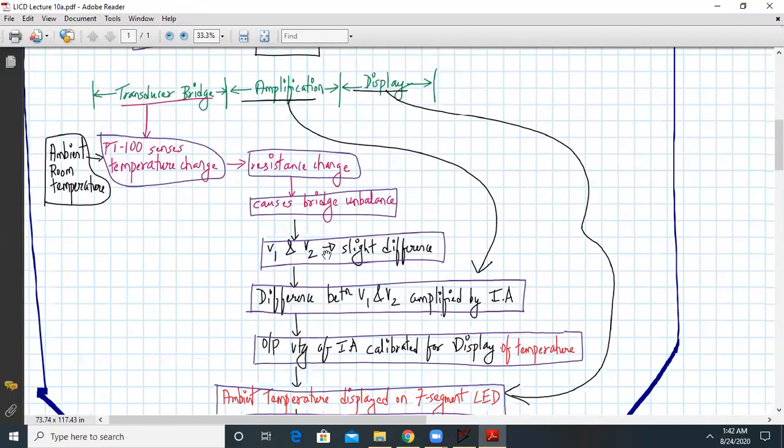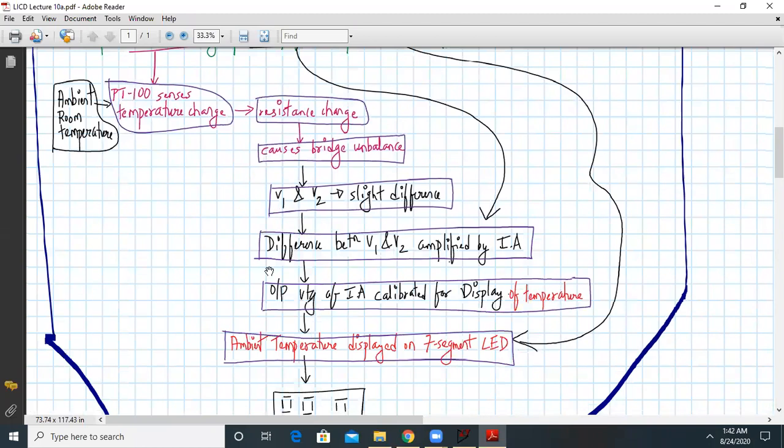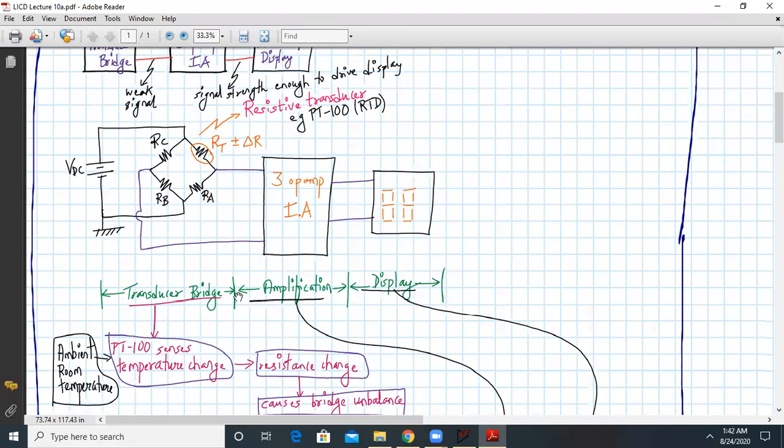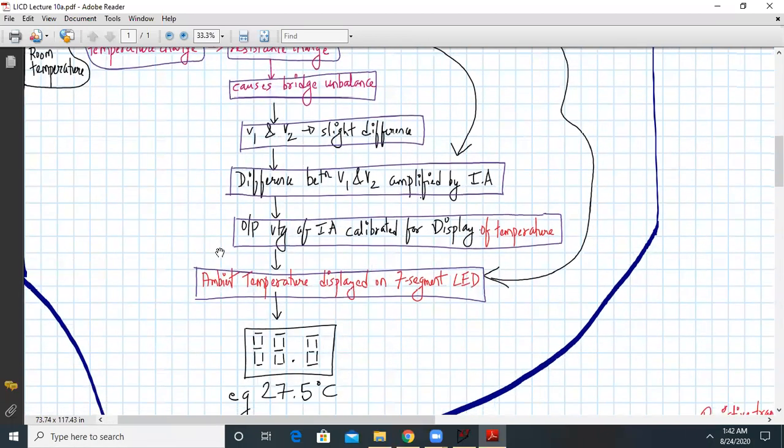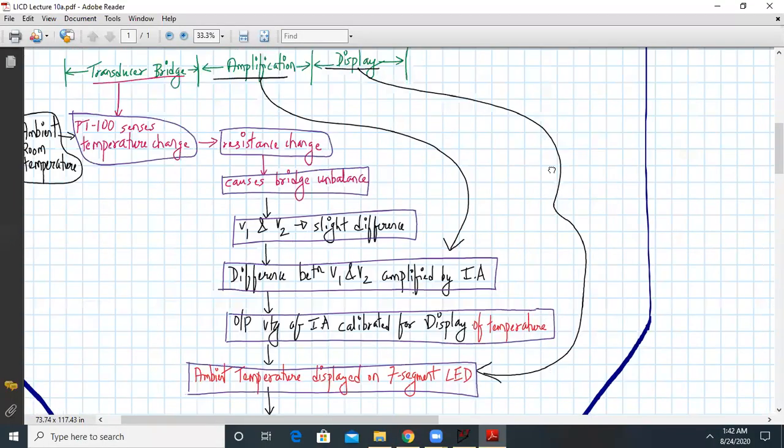So it causes V1 and V2 to have a slight difference between them. Actually, here there should be V1, here there should be V2. So that is missed out over there, not a problem. So the difference between the two inputs is amplified by the 3 op amp instrumentation amplifier, and the output voltage of the instrumentation amplifier is calibrated for the display of temperature. And then finally the ambient temperature is displayed on the 7 segment LED. So for example, in this 7 segment LED section, the ambient temperature 27.5 degrees Celsius might be displayed. So this is the whole process.